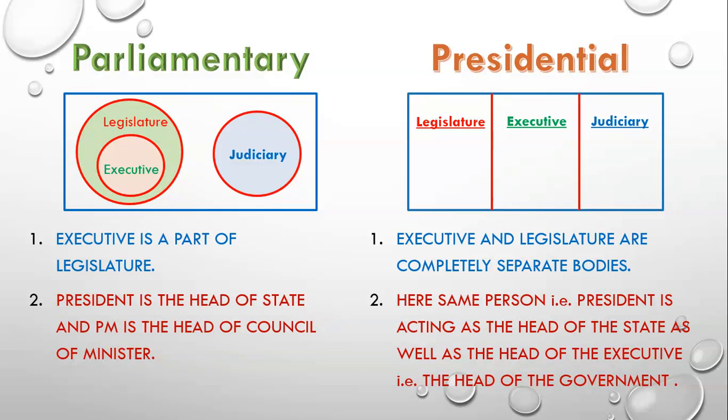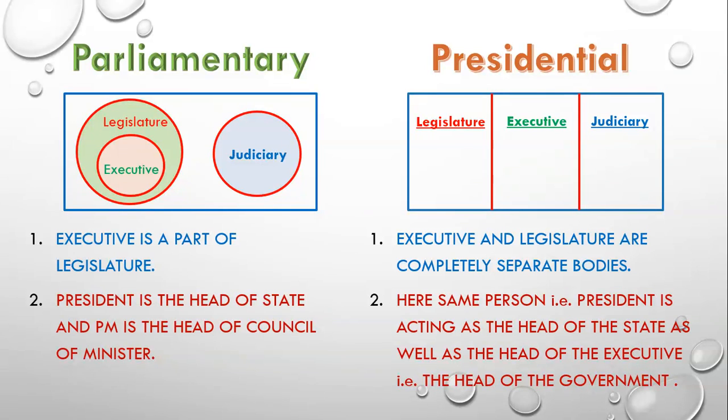But what happens in parliamentary democracy? Judiciary is a separate body, but friends, the executive is a part of the legislature. Now what does it mean? It means that all the members of the executive are chosen from within the members of the legislature. All the members of the executive are chosen from the members of the legislature only.